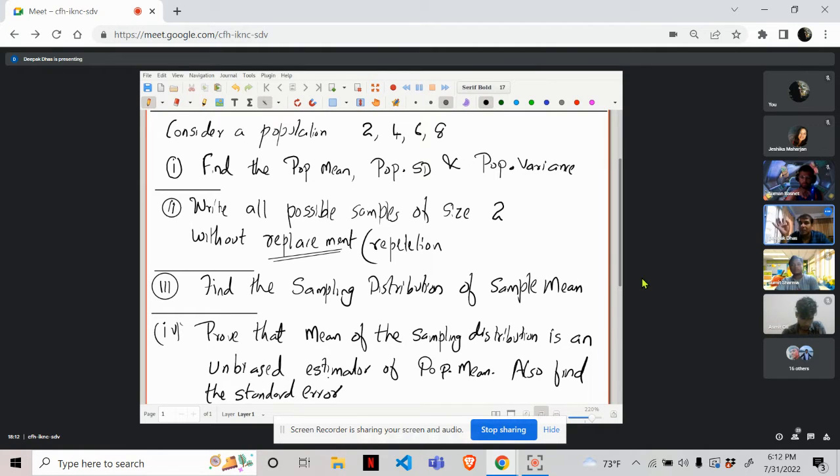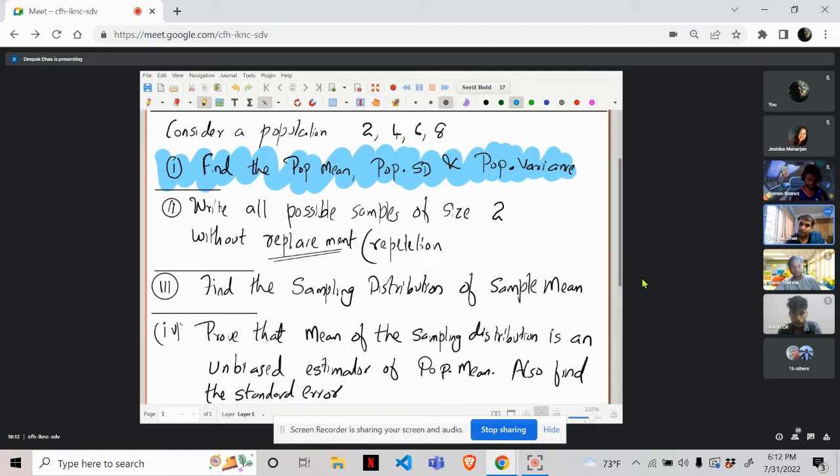Okay, now the first part I don't have to teach you because you already know how to calculate mean and variance from the calculator. So take your calculator, please. All of you take your calculator. So can you tell me what are the members of the population, Suman? Who all are in the population? 2, 4, 6, 8.